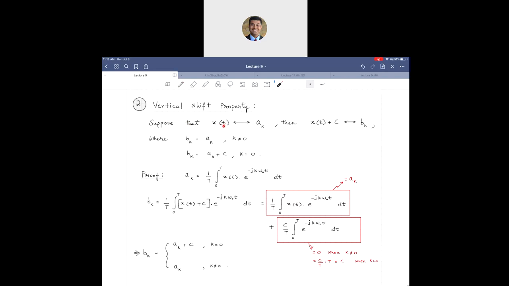So suppose that you have x of t whose Fourier series coefficients are A sub k. Then if you add a constant c to x of t, what are going to be the new Fourier series coefficients? We are calling it b sub k. So the property says that b sub k is going to equal A sub k when k is not equal to 0. And when k is equal to 0, b sub 0 will equal A sub 0 plus c. So only the DC Fourier series coefficient, the DC value changes. Everything else will remain as is.